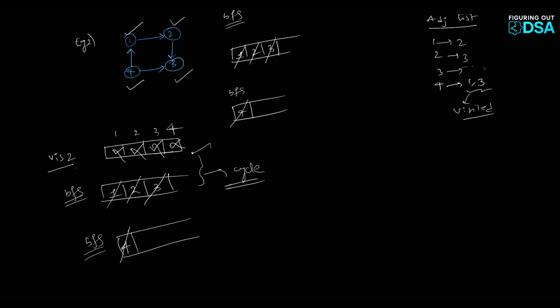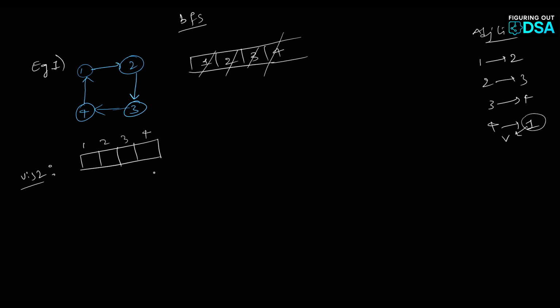But let's see, is this working with the example where there is a cycle present? We'll see whether this intuition is working for that or not. So let's try to run this with the same approach. So we'll start with node 1. Let's push 1 into the queue and we'll mark it as visited. And then we pop it, we'll unmark this and we push node 2 into the queue, we'll mark it as visited.